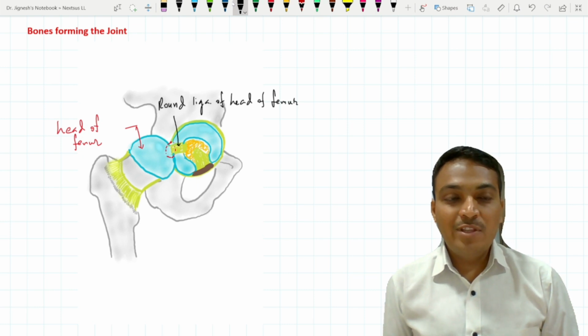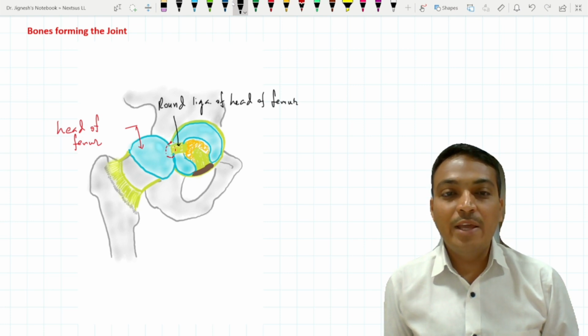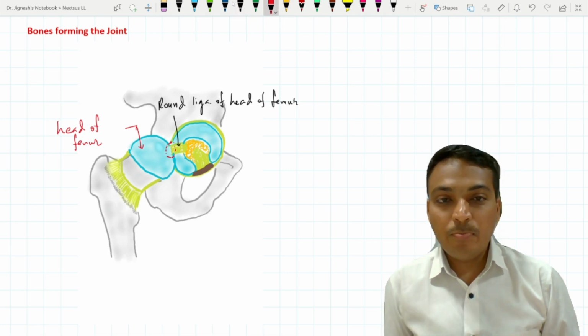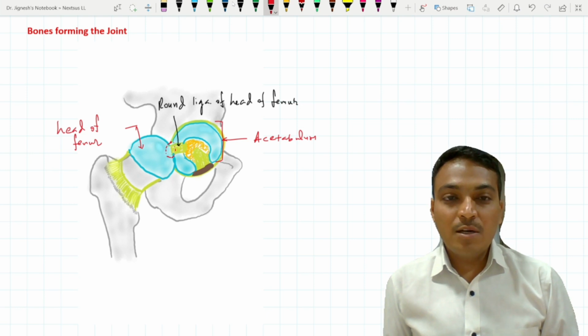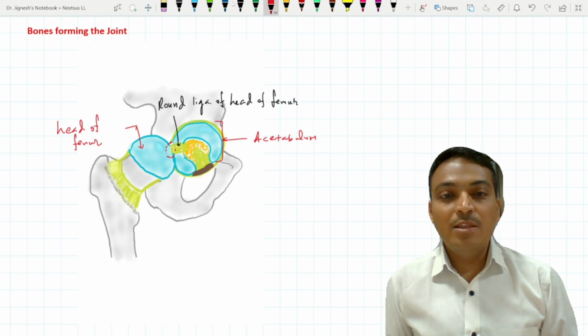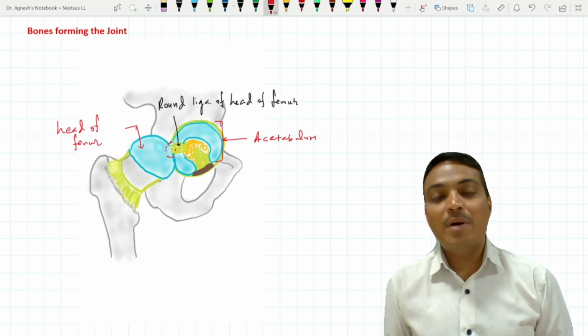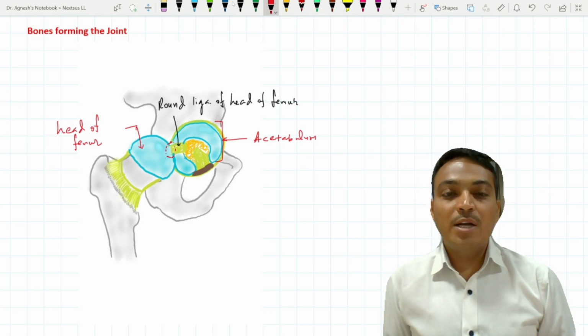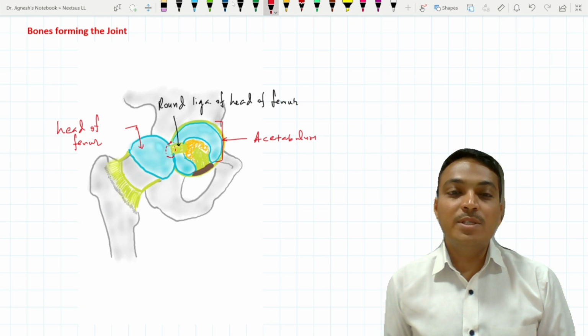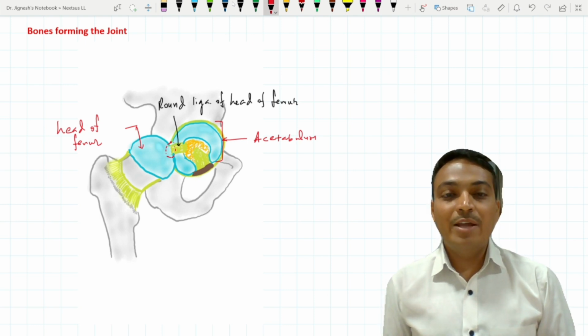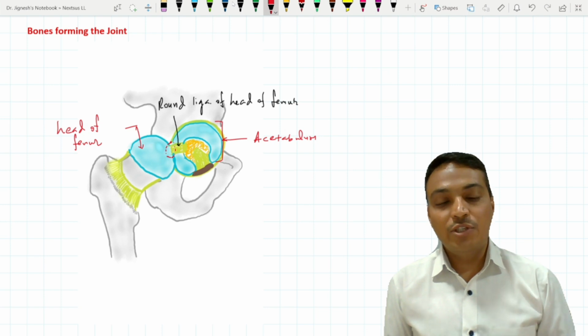The socket of the ball and socket variety of this hip joint is going to be provided by this acetabulum of the hip bone. This acetabulum is a cup-shaped depression within the hip bone, which is going to be formed by the fusion of all the three parts of the hip bone. Those are ilium, ischium, as well as pubis. And these three parts are separated from each other by the triradiate cartilage.